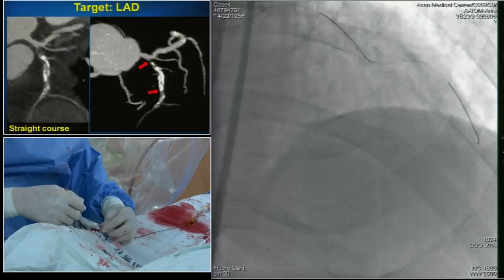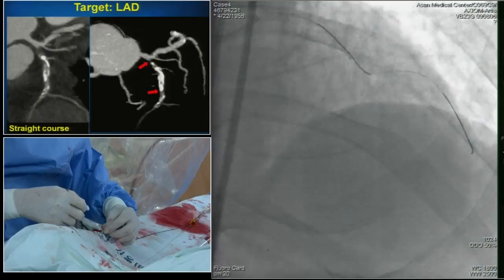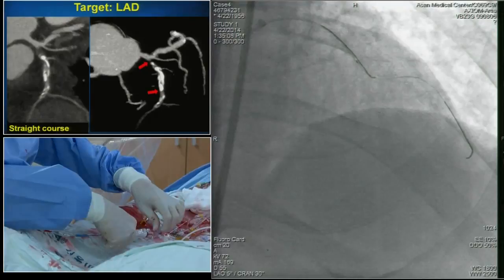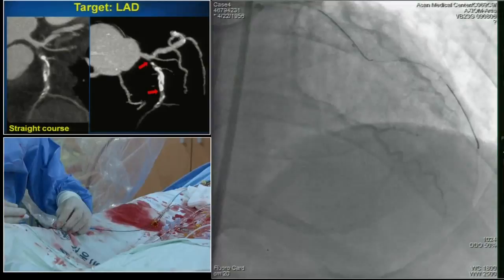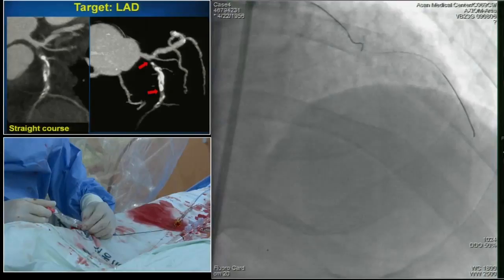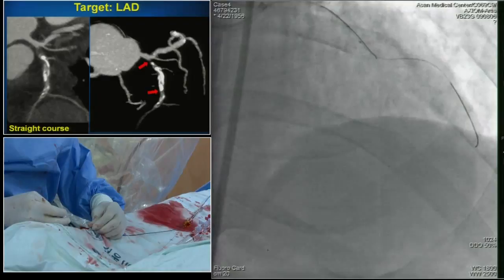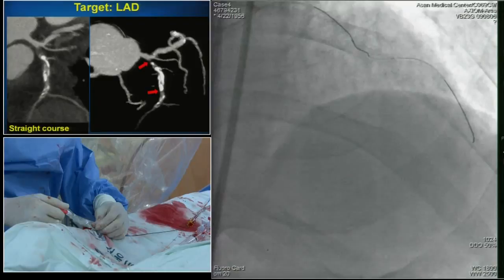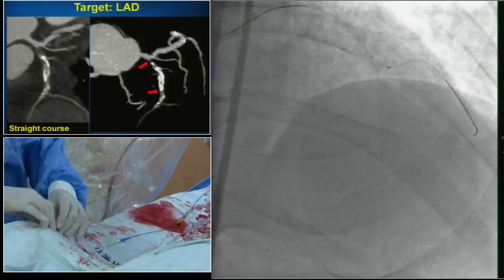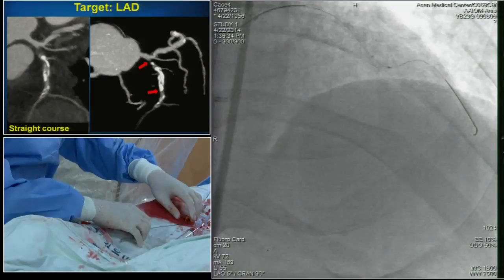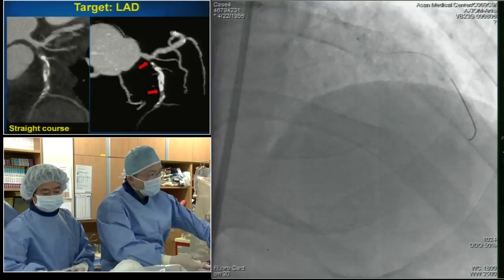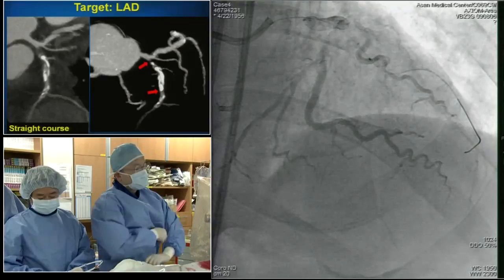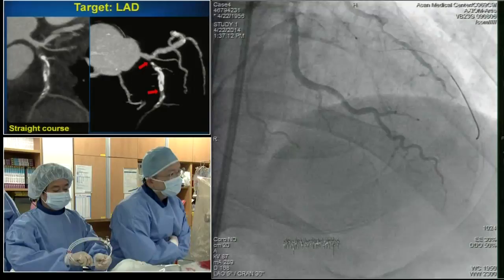Very difficult to catch the entry point. So I follow the advice of Dr. Igarashi. Shion wire, please. Okay. Oh, it's getting more difficult. Getting very difficult.